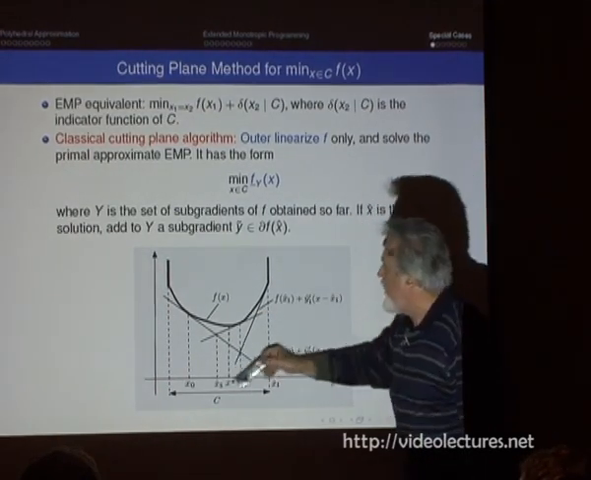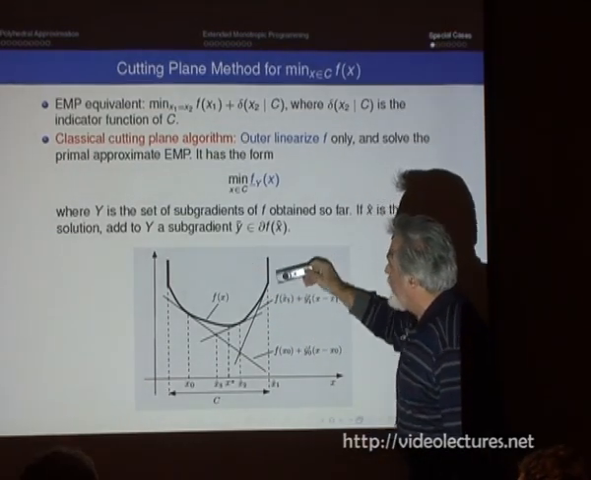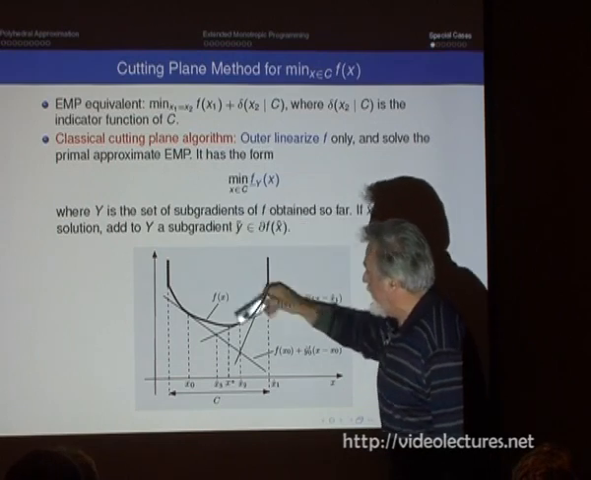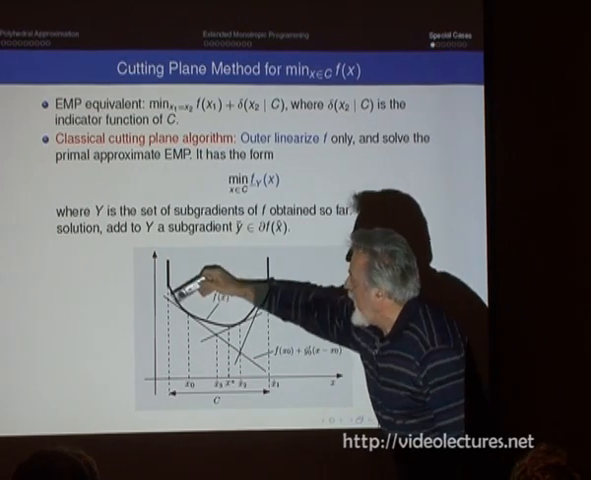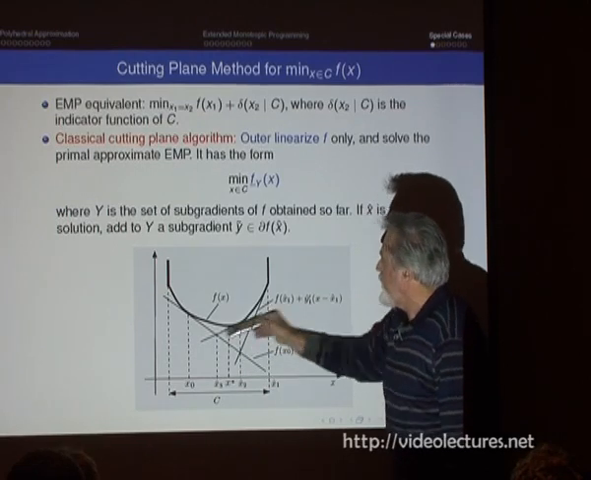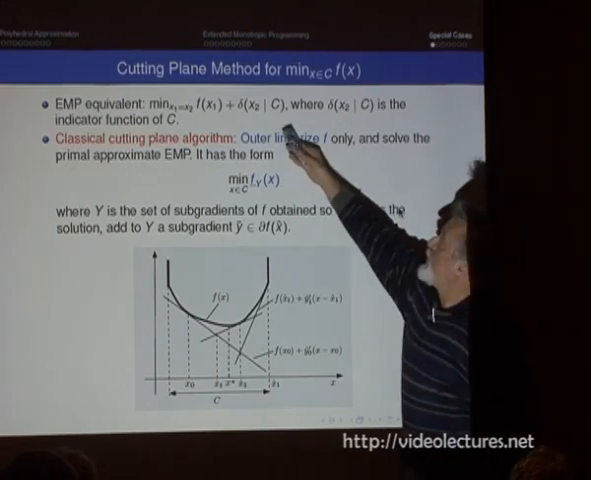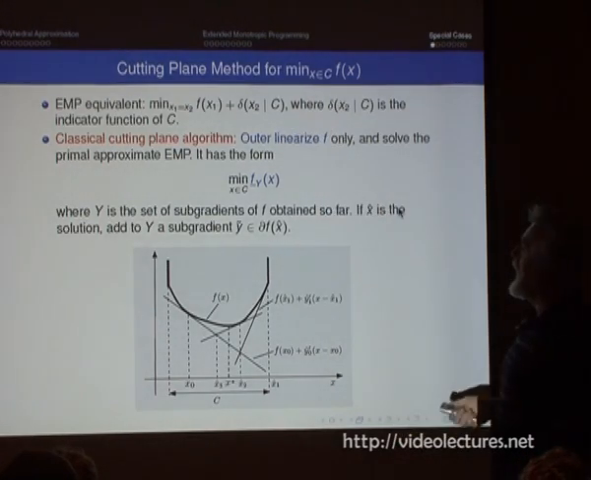So it's the method that I showed earlier. I outer linearize just f. I keep C unchanged, have a finite set of subgradients, minimize, get x hat, get a new subgradient, and keep going like this. So that's the special case that corresponds to cutting plane.